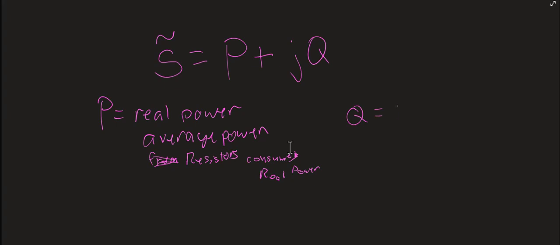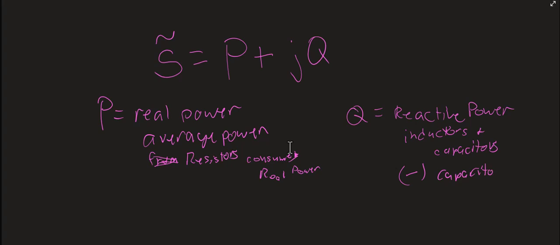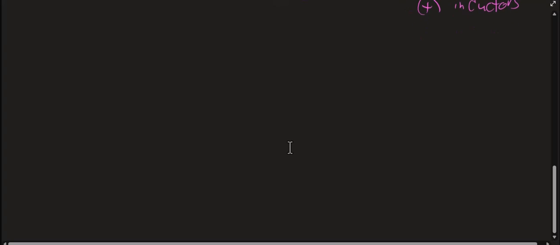And then Q is the reactive power. And that's going to be your inductors and capacitors. And it's negative for capacitors and positive for inductors. Notice Q itself doesn't have a J in it. The J is up here. Okay, so these are my steps.